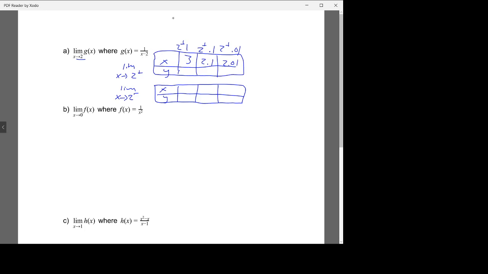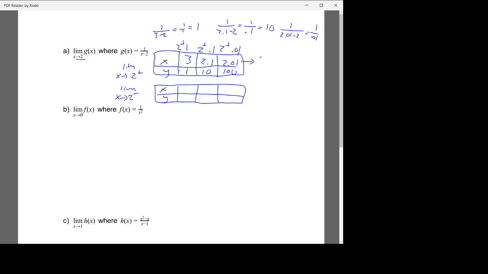So what is 1 over x minus 2 if x is 3? 1 over 3 minus 2 is 1 over 1, which is 1. How about 2.1? That's 1 over 2.1 minus 2. See how I'm plugging the x value into this. So that's 1 over 0.1, which is 10. And then 2.01, so 1 over 2.01 minus 2 is 1 over 0.01, so 100. This is how many pennies are in $1.